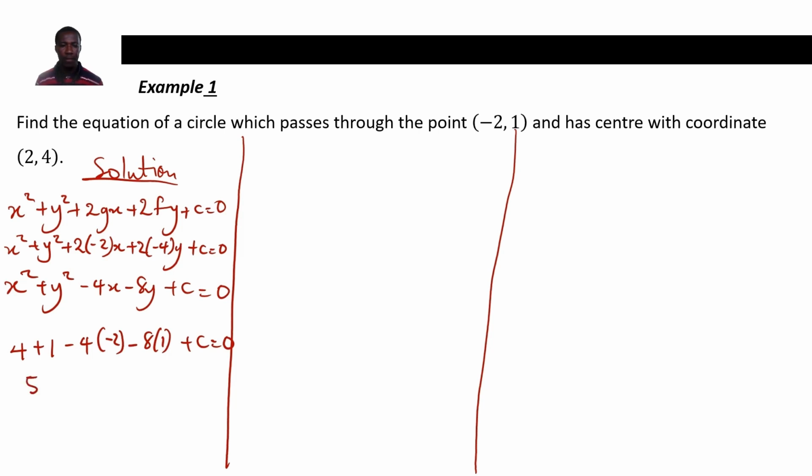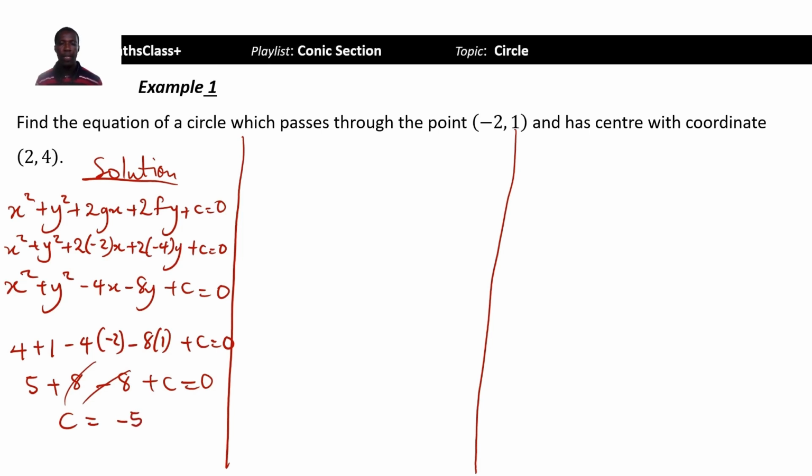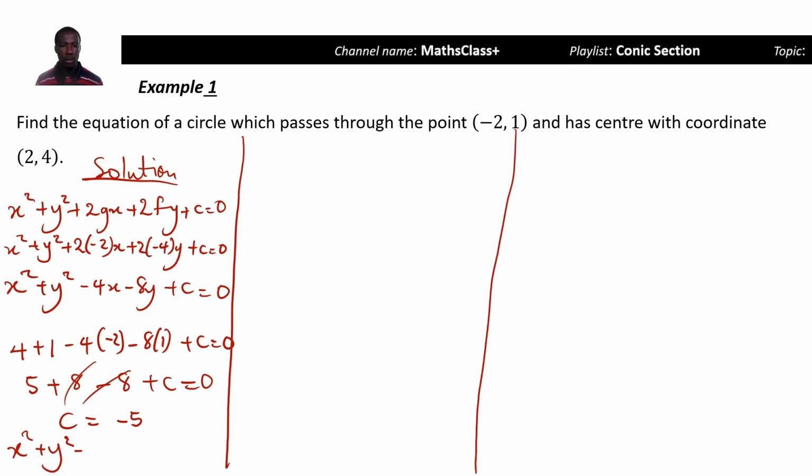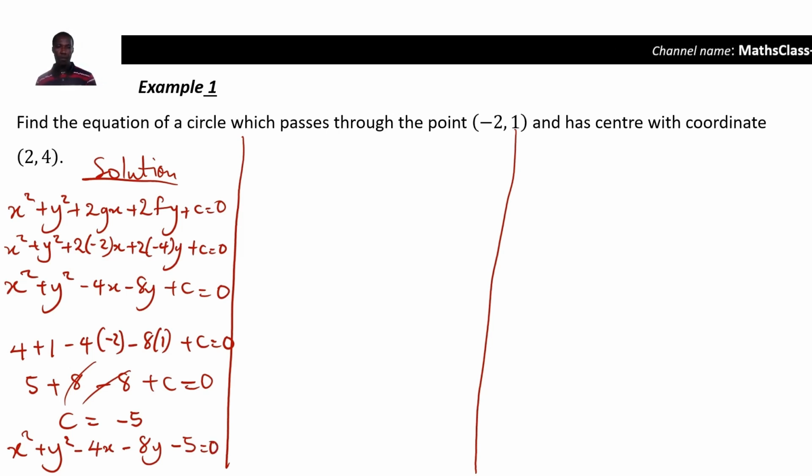So we have 5 plus 8 minus 8 plus c is equal to 0. So if 8 cancels 8, our c will be equal to negative 5. Now once c is obtained, the equation of the circle becomes x squared plus y squared minus 4x minus 8y minus 5 is equal to 0. Now this is one way of finding the equation.